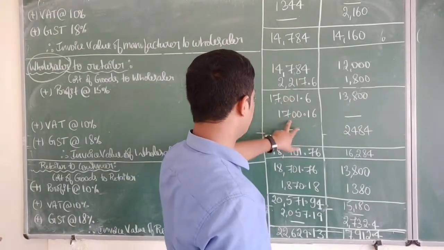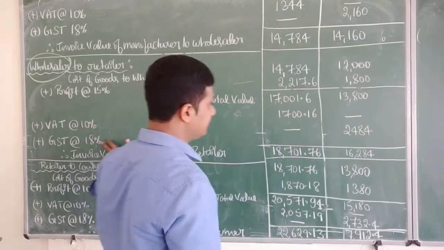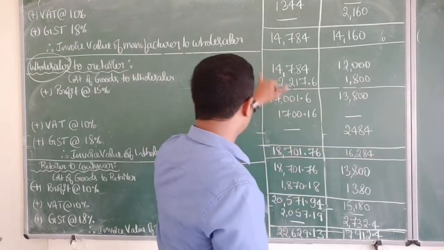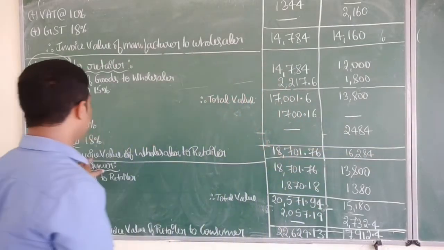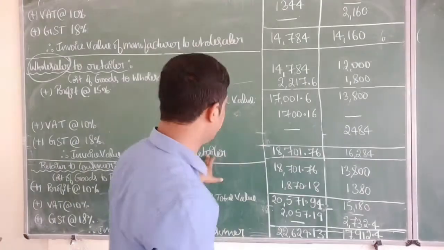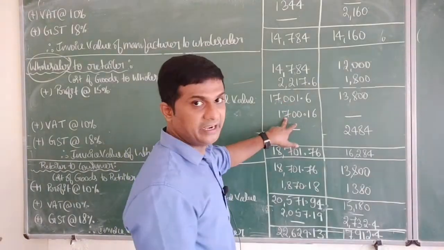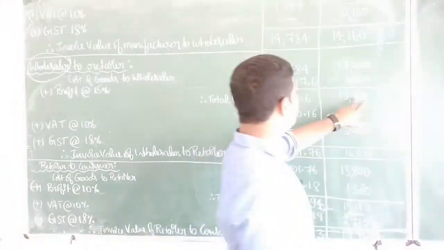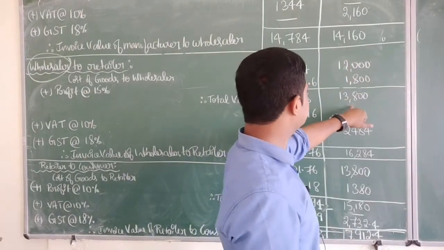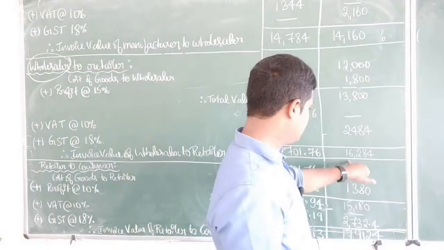That is on the total value, so 10% VAT and 18% GST. Then I will calculate the invoice value. The invoice value of wholesaler to retailer will be the total value plus the VAT, that is this much. And then the invoice value with GST is total value plus GST, which is this much.